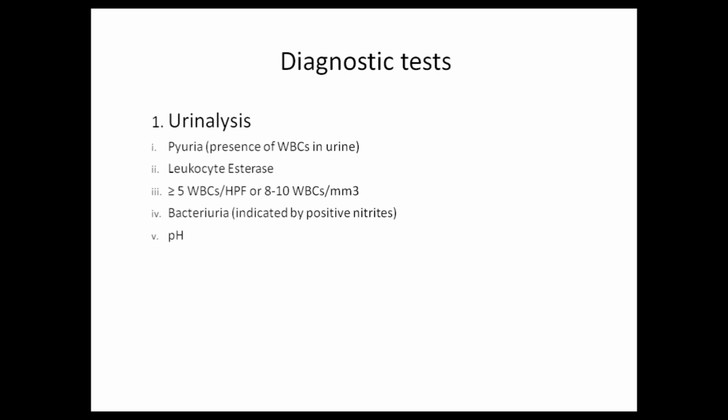Sometimes you can also have an idea of infection by pH. As I already mentioned, Proteus mirabilis makes the urine alkaline. So if the pH is raised, meaning the urine is alkaline, you should have an idea. You should think about urease producing bacteria.